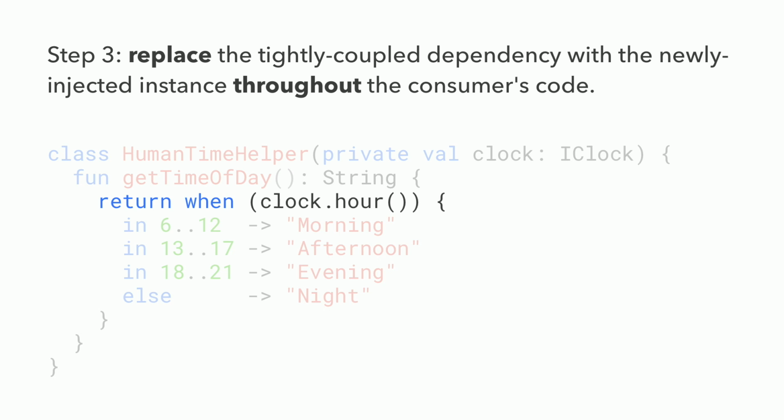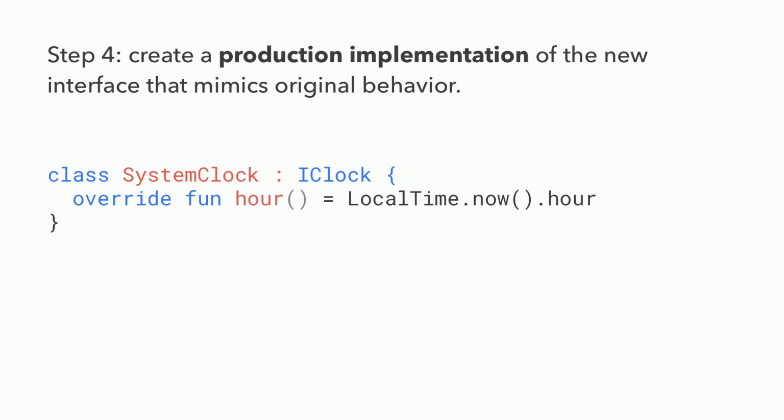So there are a few more steps just to clean up here. One is to make sure that we have a production implementation of our interface that works exactly as the old version used to. Here I've called this SystemClock, and the implementation of this interface is to call LocalTime.now.hour, which was exactly what we did before. So you will almost always see that your production implementation is to take the old implementation and just put it in an interface method.